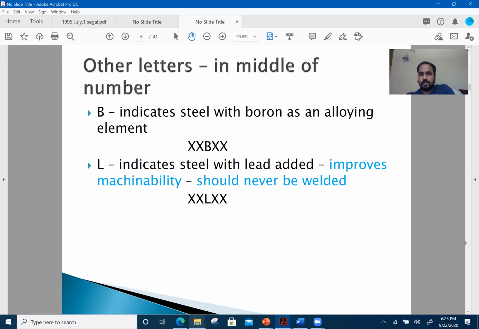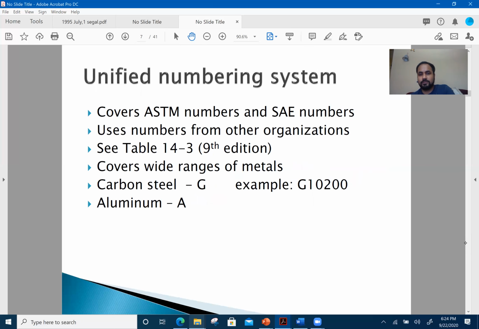A lot of times people have boron or lead added to the steel. So if boron is added, it is shown by a letter B in the middle of the naming scheme. So you have XX, B, and then XX. Or if you have lead added, there's an L in the middle. Different alloying elements that are added impart different properties. So that's why knowing the naming scheme becomes really important.